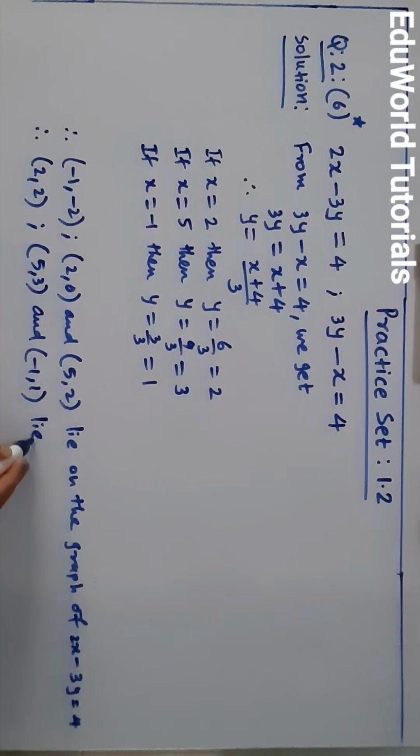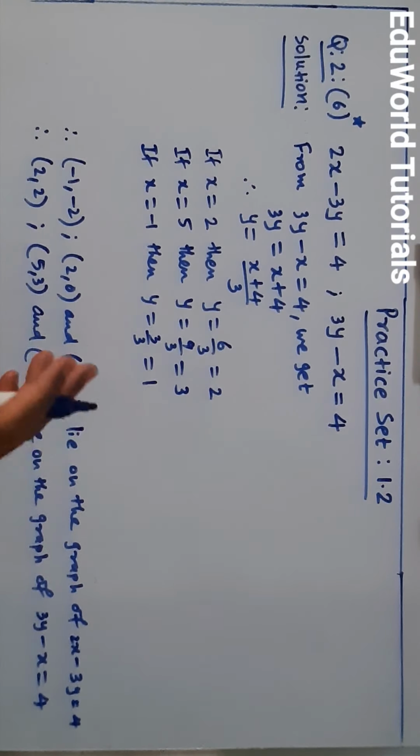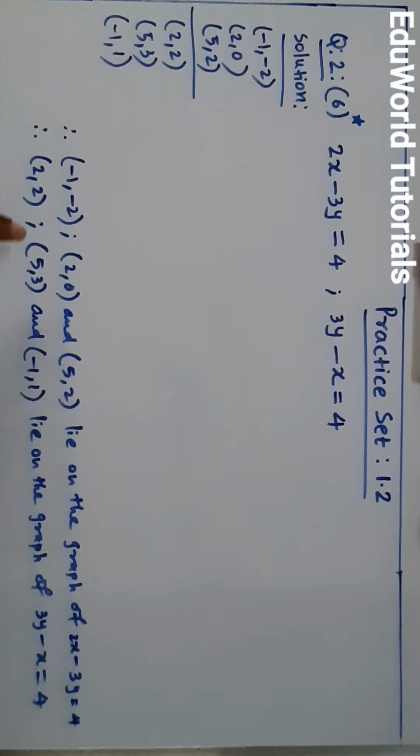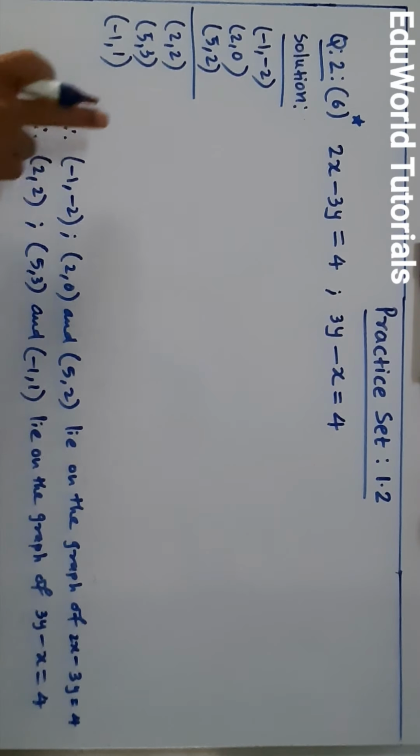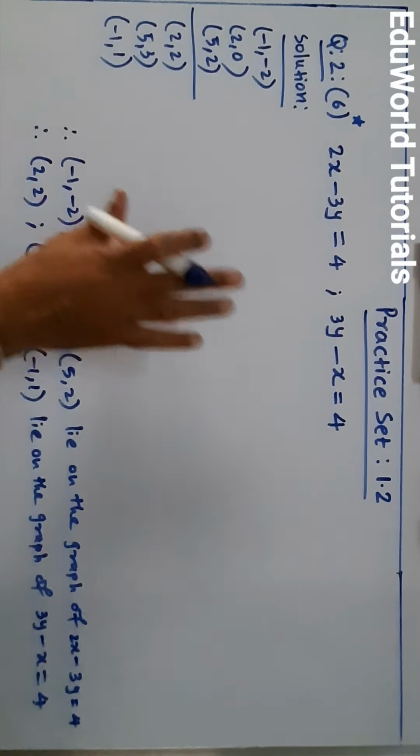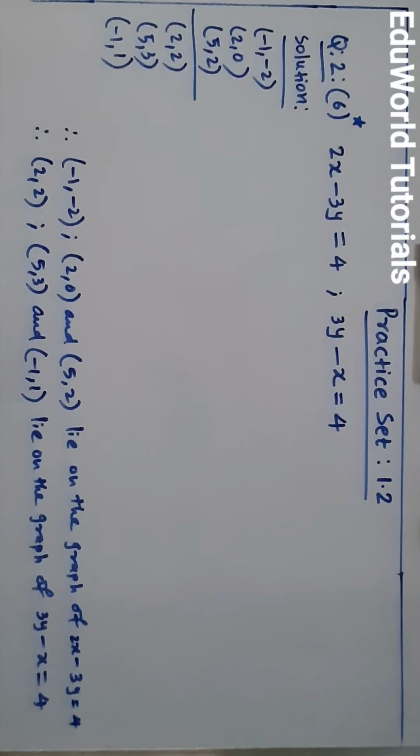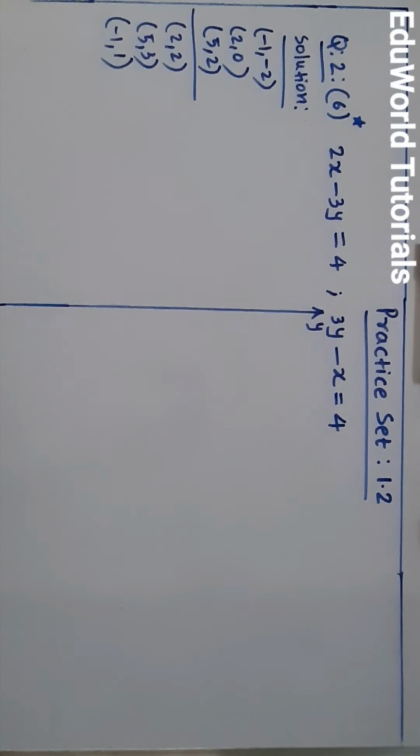They lie on which graph? On the graph of 3y minus x is equal to 4. Now we have to be ready. We will go to the graph paper where we will plot these points and then find out the solution set. So I am going to draw the graph now. Students, I will remove these two lines, and I have written all these points here so that I can draw the graph here.